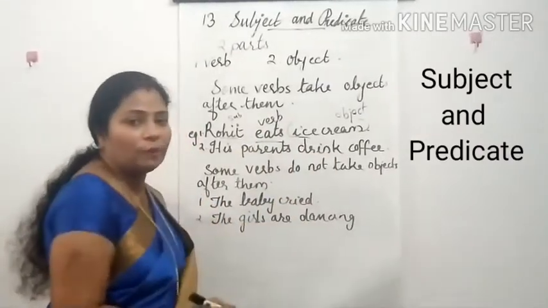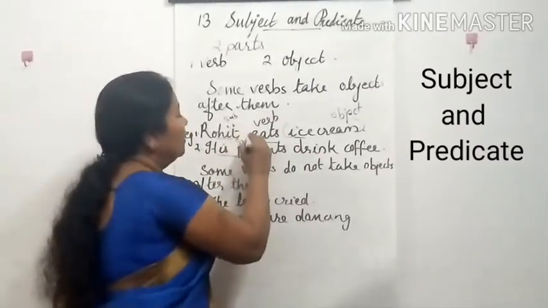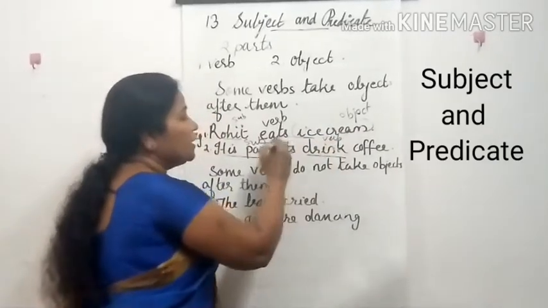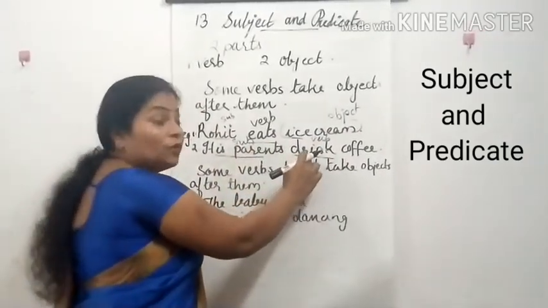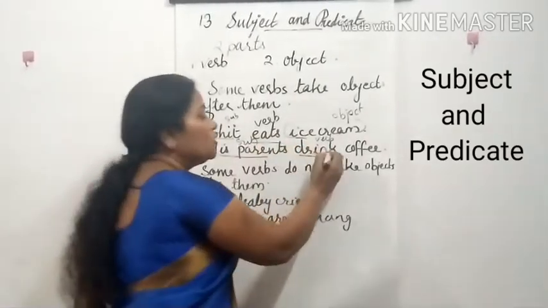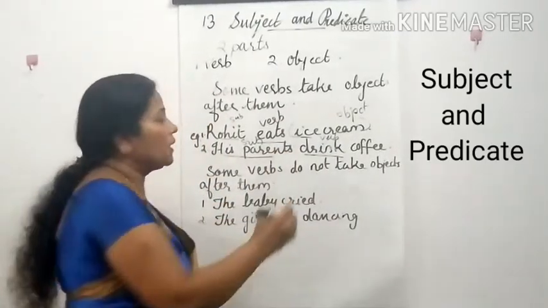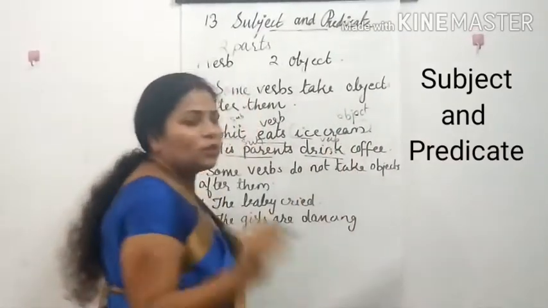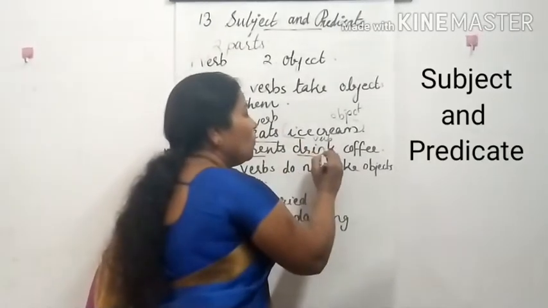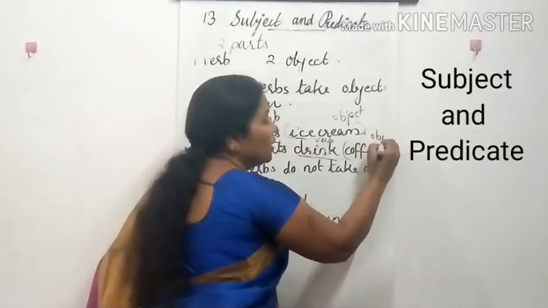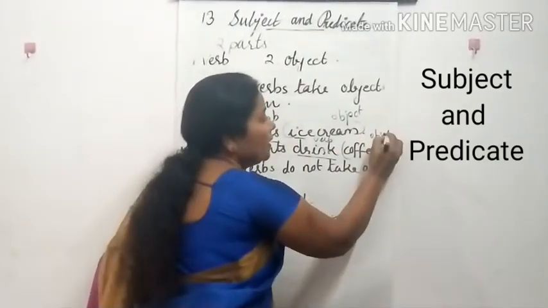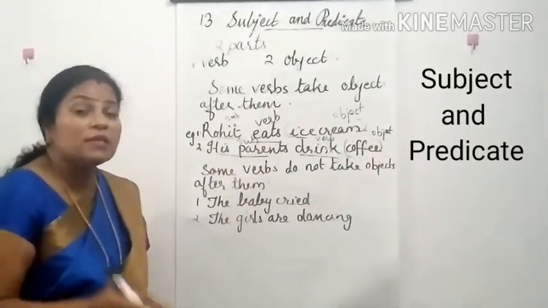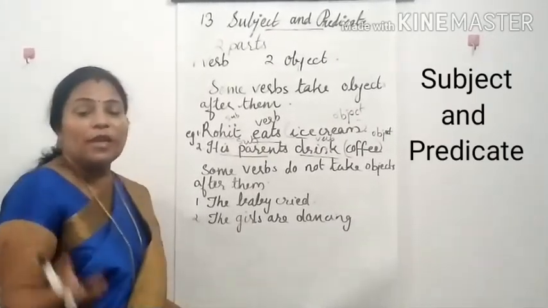His parents bring coffee. So his parents is the subject. Bring is the verb, and we said that the verb agrees with the subject, so plural verb and plural subject. His parents bring what? When we asked the question, we got an answer. Bring what? Coffee. So coffee becomes the object. So an object is there in this sentence also. Some verbs do not take objects after them. But there are still some other sentences where we cannot see any object.